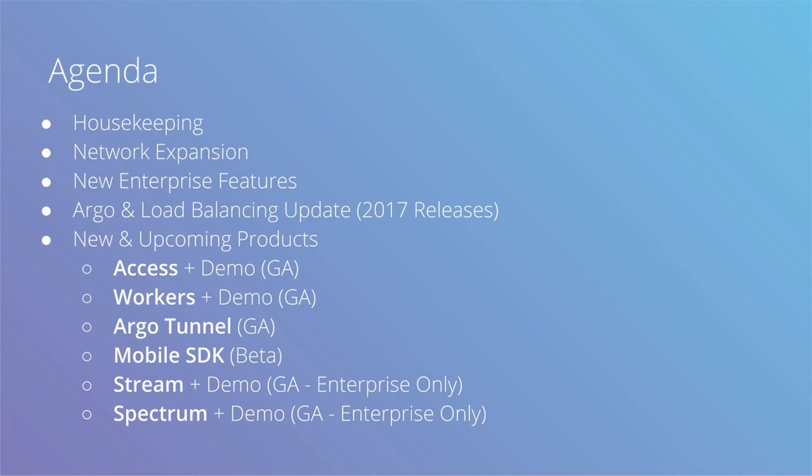To the agenda, we'll start with some housekeeping items. Then Brian and Nick will talk about our network expansion and updates to all of our enterprise features. We'll review Argo and load balancing updates. And then we'll get on to the real heart of the webinar, and that will be our new products, beginning with Access and a demo of what that looks like. Workers, a really dynamic product, and what that looks like. We'll review Argo Tunnel, mobile SDK, and then rounding out at the end with Stream and Spectrum, which are two enterprise-only products.